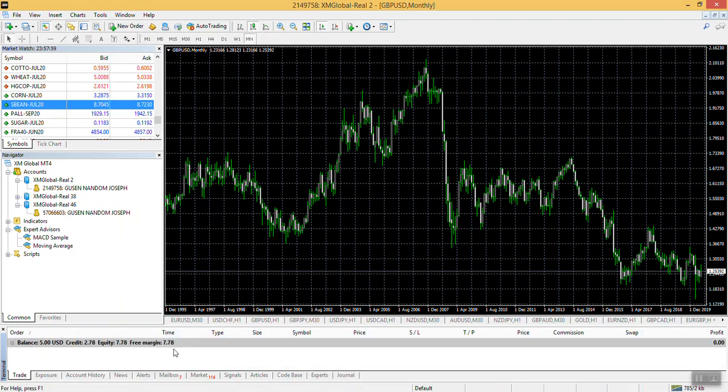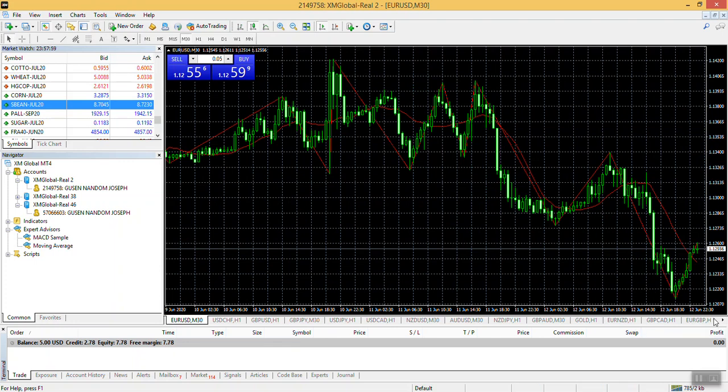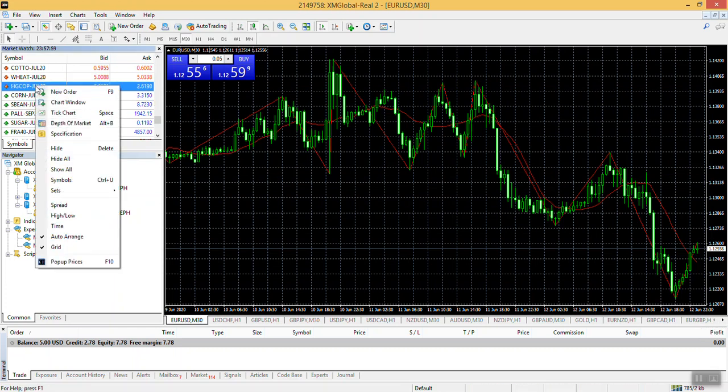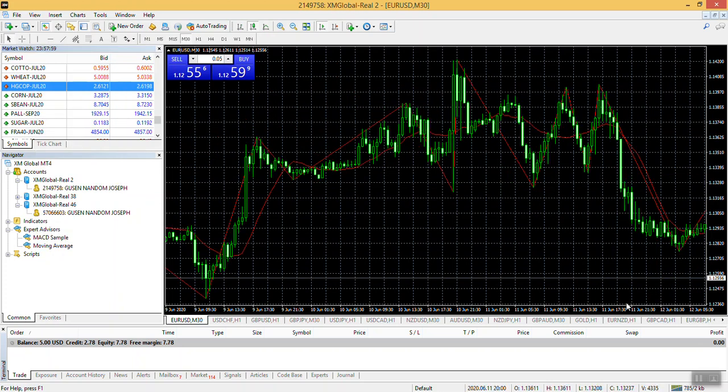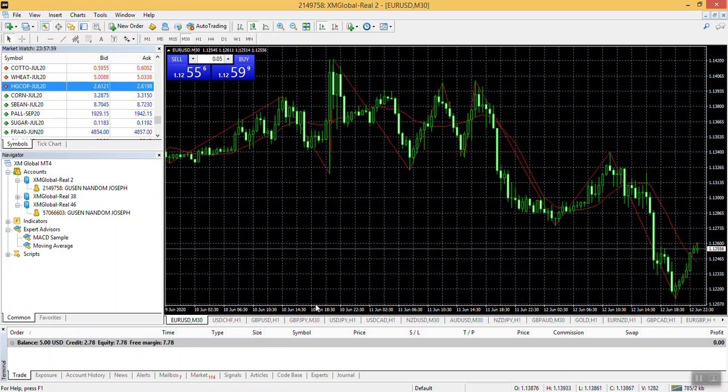Okay, now these are the currency windows. Okay, anytime you right click on the currency or commodity or stock market watch, and you click on chart window, it is added in here. So the first on the list is the Euro USD. Okay, and this is the chart for Euro USD.